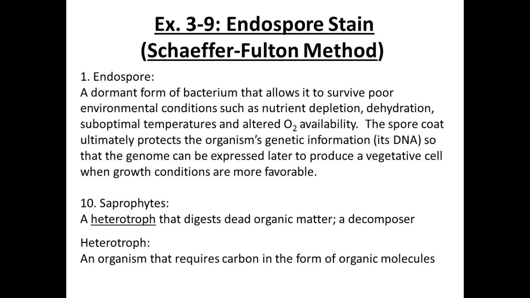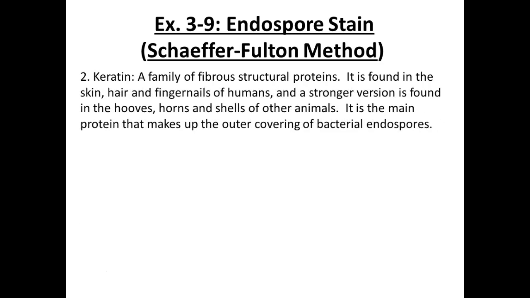Keratin is a family of fibrous structural proteins. It's found in our skin, our hair, our fingernails. A very strong version is found in the hooves and horns and shells of other animals. It is the main protein that makes up the outer covering of bacterial endospores. Right? So really strong protein coat they pack around their DNA to help protect it. Because of that, this is really hard to penetrate.